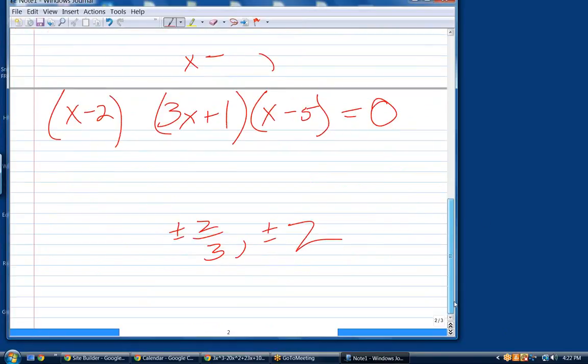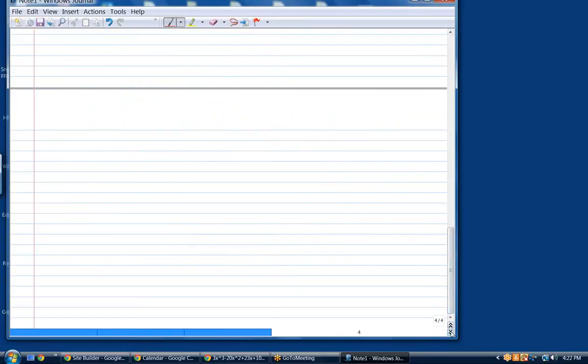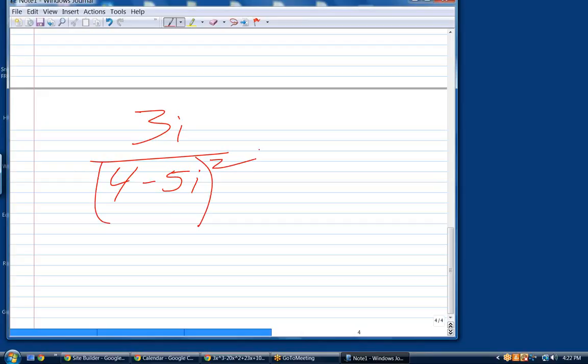I have some more with imaginary numbers. Okay. So this problem says, write the quotient in standard form, and it has 3i over 4 minus 5i, and all that is squared. Or the bottom part is squared. Yeah. Okay.